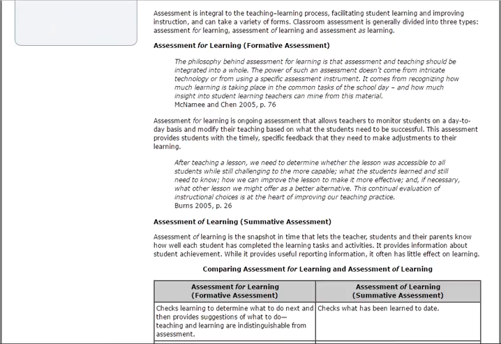After teaching a lesson, we need to determine whether the lesson was accessible to all students while still challenging to the more capable, what the students learned and still need to know, how we can improve the lesson to make it more effective, and if necessary, what other lesson might we offer as a better alternative. This continual evaluation of instructional choices is at the heart of improving our teaching practice.